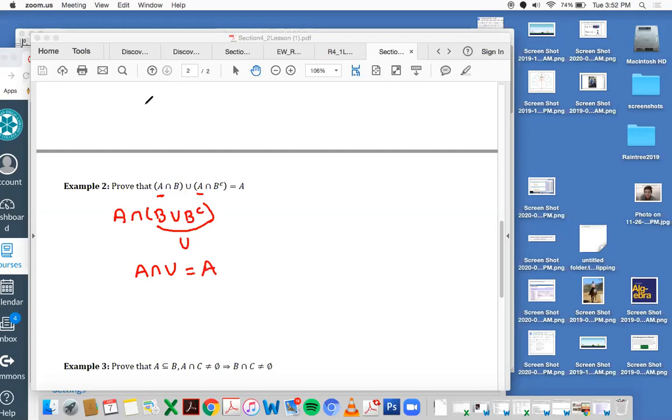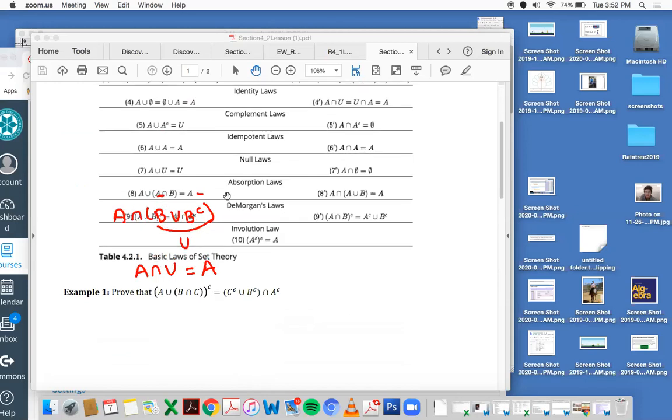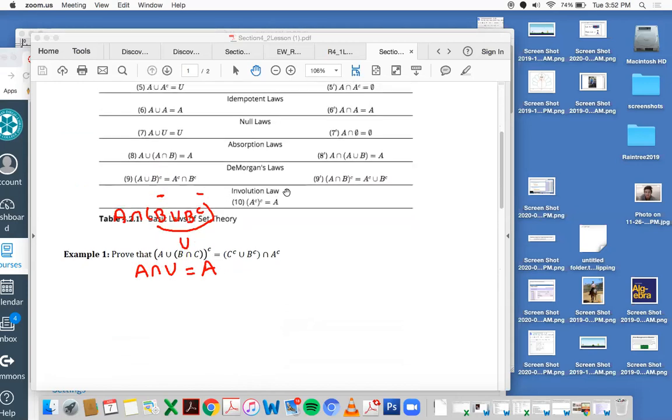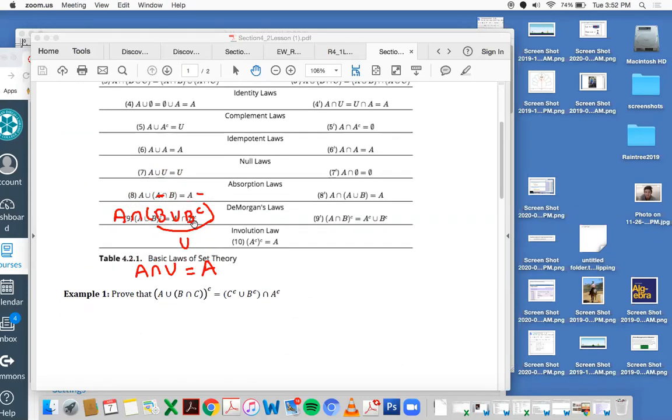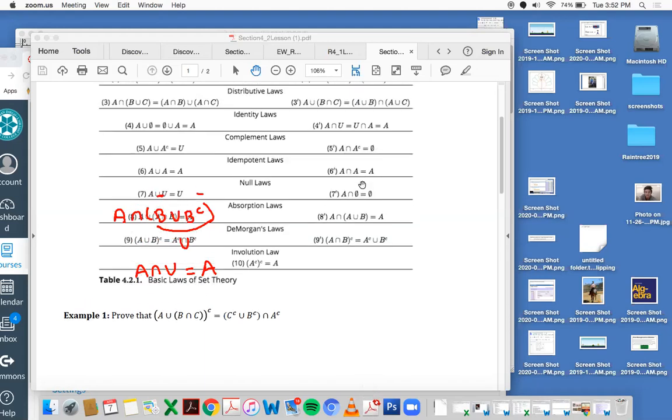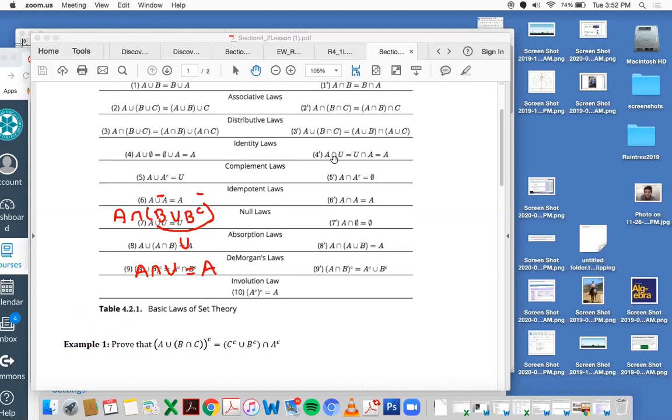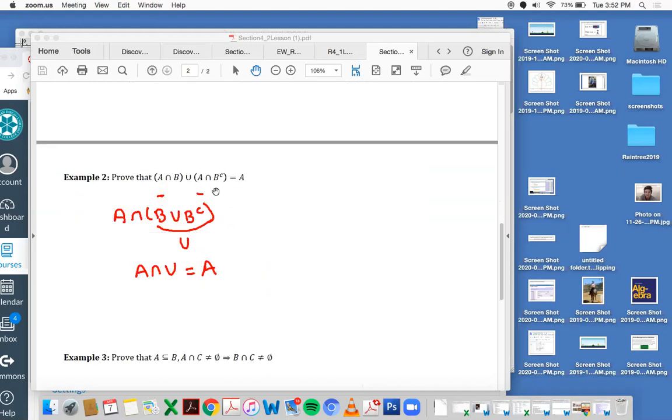Okay, so here, let's see which laws we used. Okay, so the complement law. So if I do the union of a set with its complement, that's the universal set. So we use the complement law there. And also the identity law. So the intersection of A with the universal set is going to be the set. Okay. All right, so that's the proof for this one.